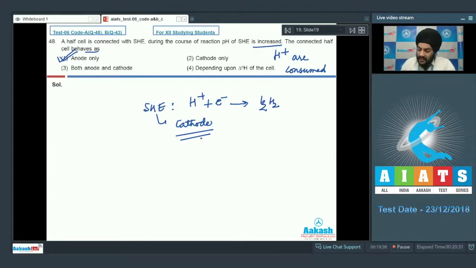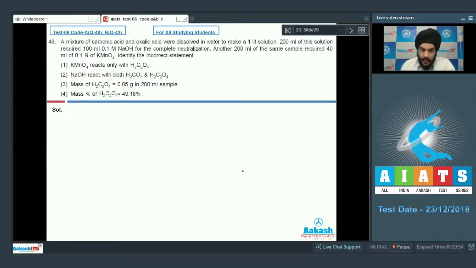Let us look at the next question, question number 49. A mixture of carbonic acid and oxalic acid were dissolved in water to make a 1 liter solution. So 200 ml of this solution required 100 ml of 0.1 molar NaOH for complete neutralization, and another 200 ml of the same sample required 40 ml of 0.1 normal KMnO4. Identify the incorrect statement.